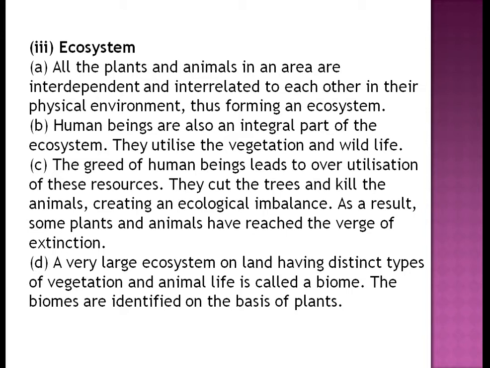So, dear cadet, please remember this thing. Due to our various activities, we are disturbing and creating an imbalance in the ecological system. A very large ecosystem on a land having distinct types of vegetation and animal life is called a biome.